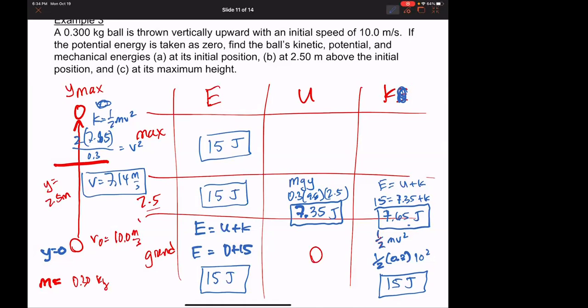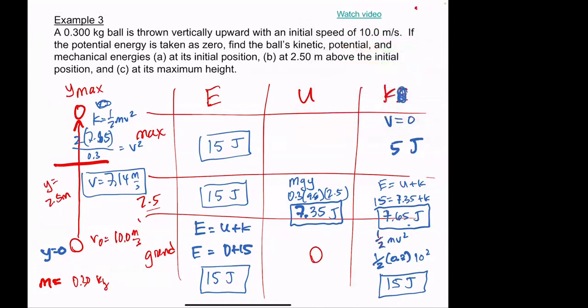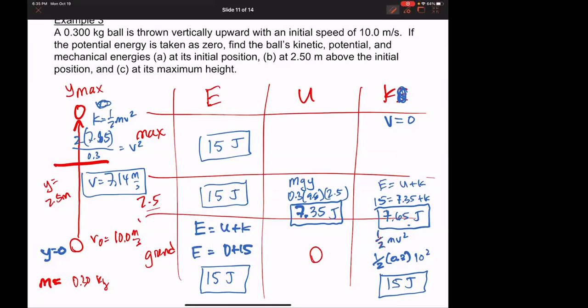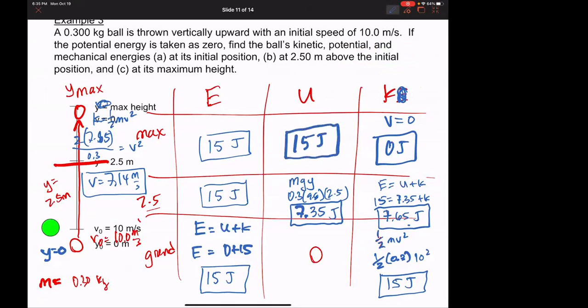Now for the final one, we know at the maximum height, what's the velocity? 0. So we know K is 15 joules. Oh, no. K is 0 joules. I'm losing my mind here. K is 0 joules. Velocity is 0, that means the kinetic energy is 0. So that means U has to be 15 joules at the top.